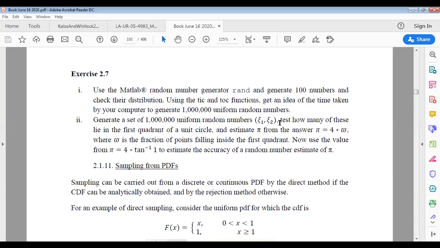Now, the first thing I'd do if I were you was to test how many of these lie in the first quadrant of a unit circle. If you've generated 1,000,000, then 250,000 should fall in the first quadrant, and similarly in the second, third, and fourth quadrants. Now estimate pi.